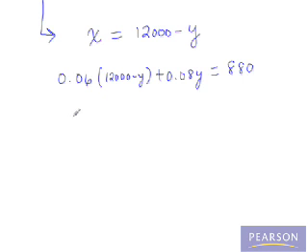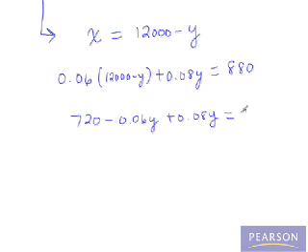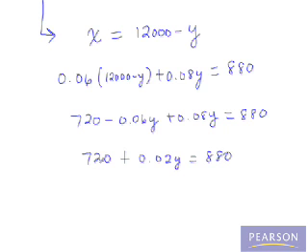0.06 times 12,000 is 720. 0.06 times negative y is a negative 0.06y. We have a positive 0.08y, and we have an 880 on the right hand side. Combining like terms, we have 720, negative 0.06y and a positive 0.08y is a positive 0.02y, and that is equal to 880.